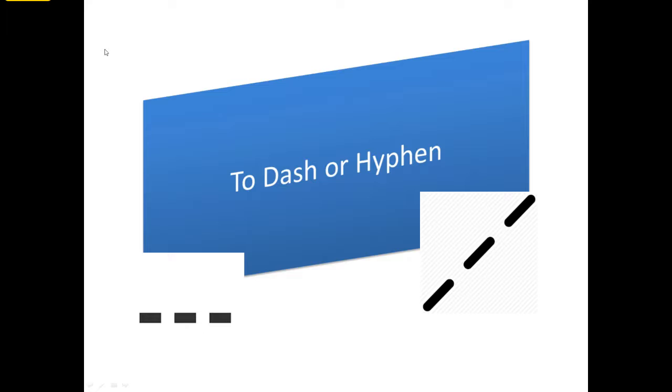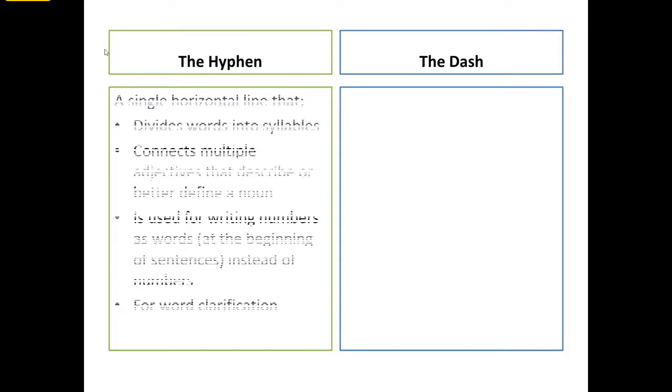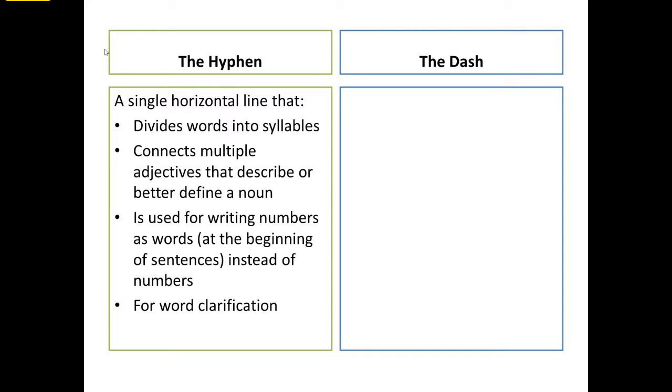To dash or hyphen. We have a hyphen and a dash, and we know that those are those little horizontal lines. But how do you use them and when? A hyphen is a single horizontal line that's used to divide words into syllables. It can connect multiple adjectives that describe or better define a noun. And it is also used for writing numbers as words. And this happens when you have numbers at the beginning of a sentence. You can also use the hyphen for word clarification.